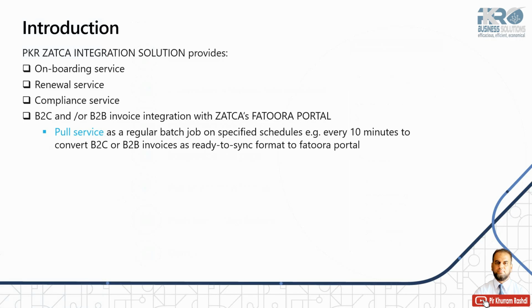So what is a pull service? A pull service is simply how we pull from the related modules. If it is B2C, we pull from the retail and commerce module, from the retail transaction page, and if it is B2B, then we pull it from the account receivable or sales module. The push service is simply that once the pull service has finished its job and made the invoices ready to be pushed, then the push service will run after some period based on our requirements.